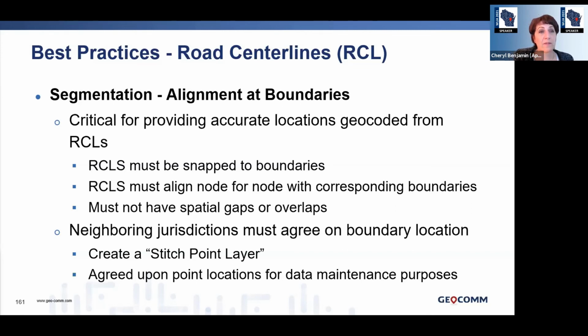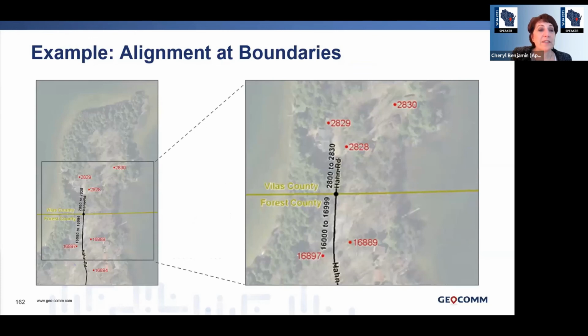So here's an example where sometimes we have a PSAP boundary that doesn't necessarily align to the county boundary due to agreed upon response areas. On the image on the left, you can see it's an overview where we have a little peninsula. County line goes straight through it. There's 3 addresses in the county to the north, Vilas County, and then there's a county to the south of it.